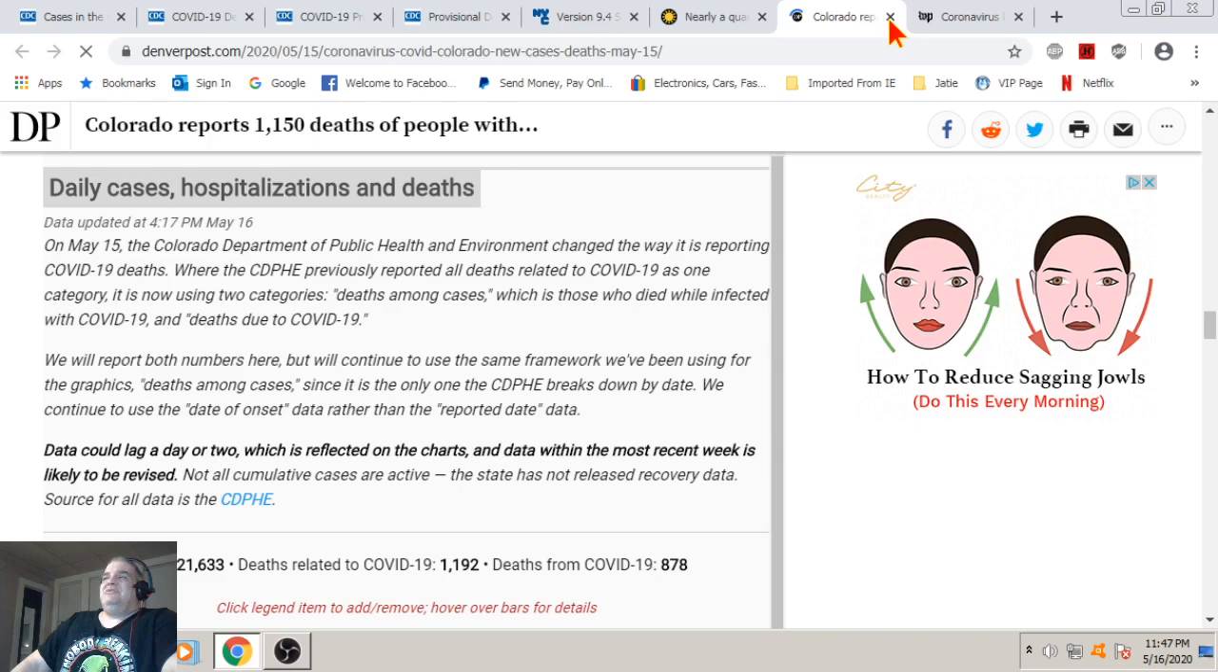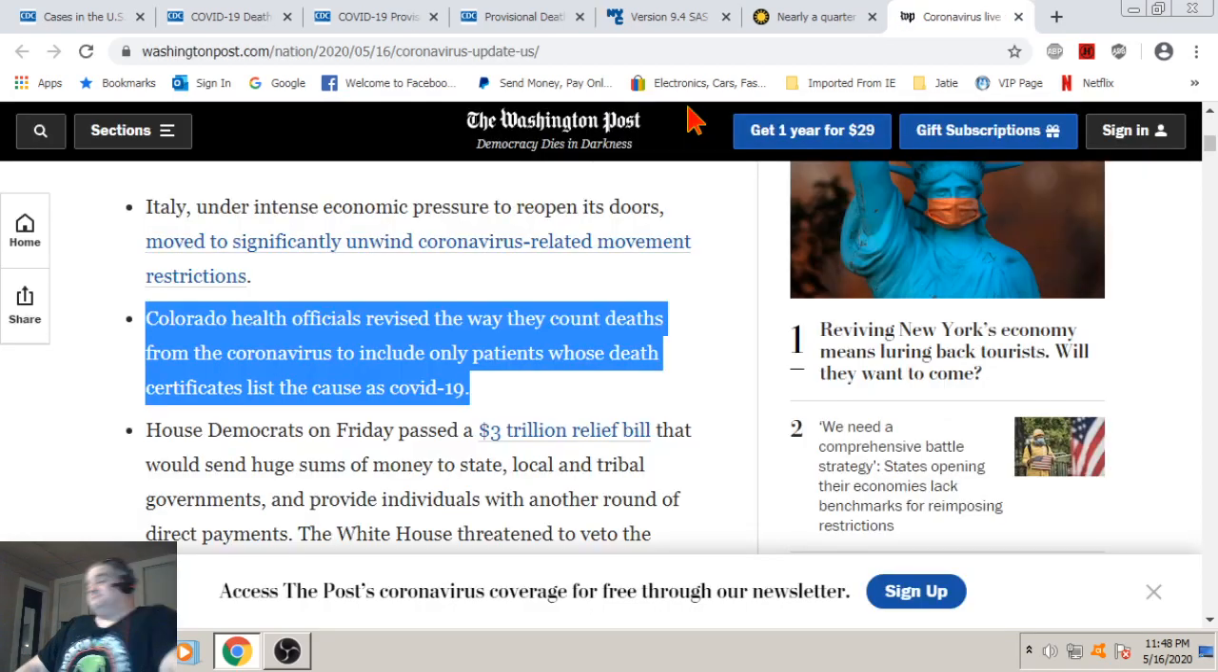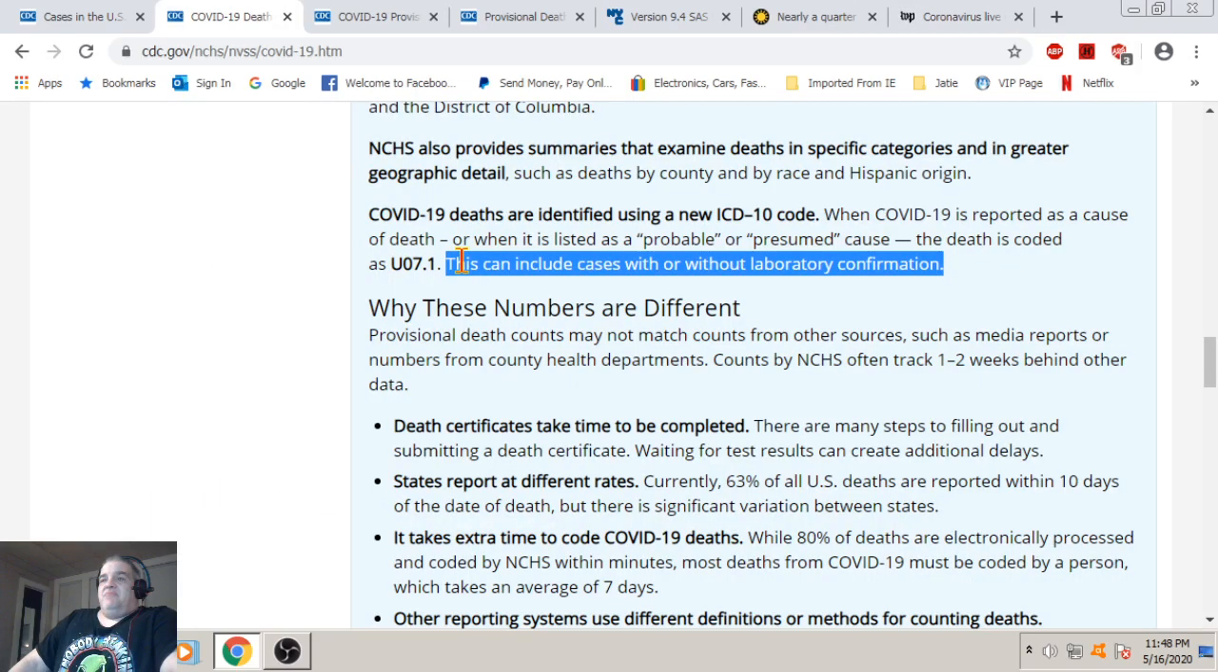And my computer is really slow right now. It's a little slow. Sorry about that. Well, let's go back to here. It says this can include cases without laboratory confirmation.